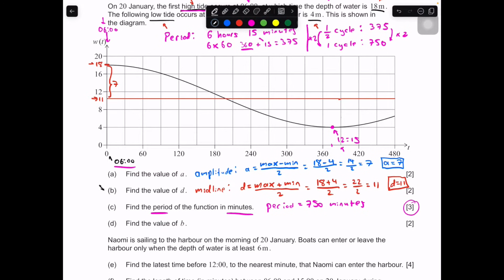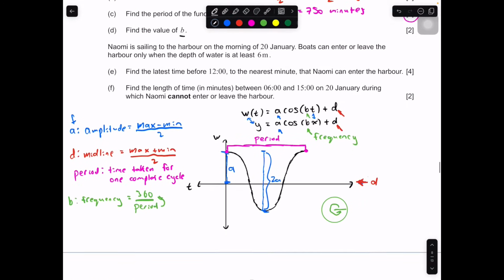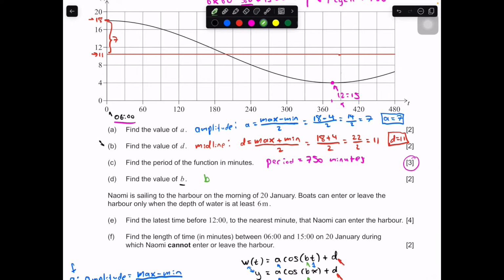So find the value of b. B itself is the frequency. The formula for b is equal to 360 over the period. This is probably the trickiest one to remember. So 360 over the time taken for one complete cycle, 750, and I'm going to work that out and we'll get a decimal of 0.48. Okay, so we know that b is equal to 0.48.